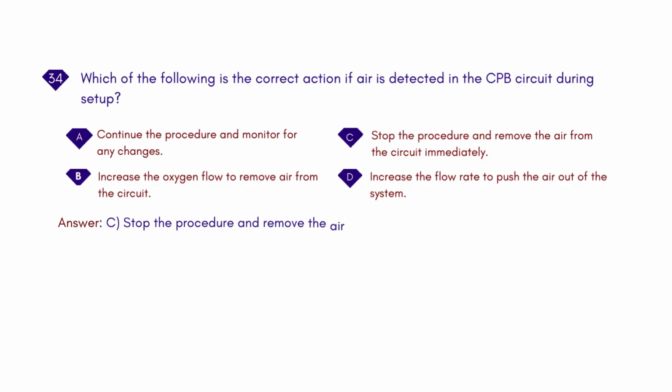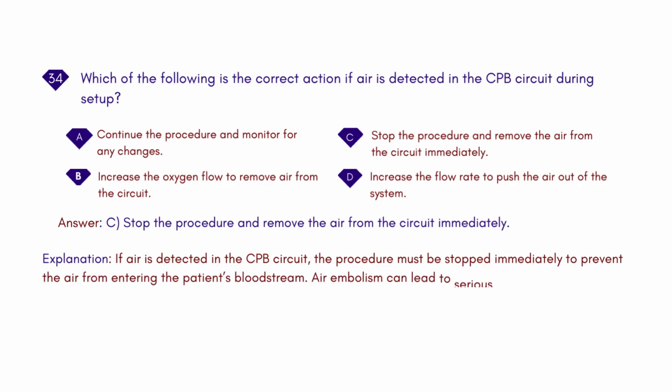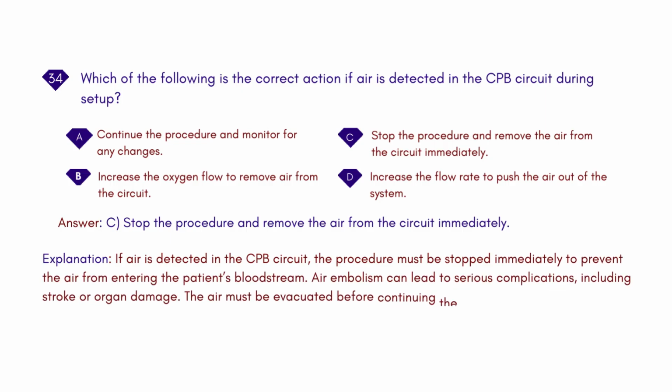Answer, C. Stop the procedure and remove the air from the circuit immediately. Explanation. If air is detected in the CPB circuit, the procedure must be stopped immediately to prevent the air from entering the patient's bloodstream. Air embolism can lead to serious complications, including stroke or organ damage. The air must be evacuated before continuing the procedure.